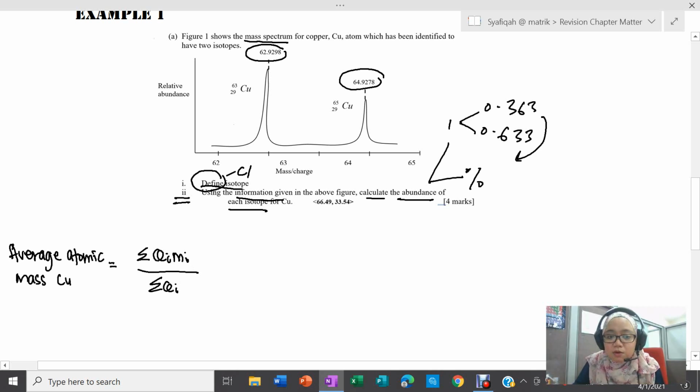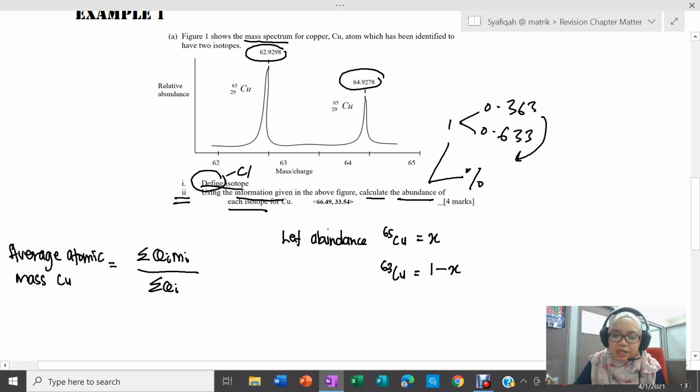Abundance kita tak tahu. So, untuk masukkan dalam kita punya formula, kita akan let. Okay, so kita akan dekat tepi ni kita let abundance 65 copper equals to X. And let abundance 63 copper apa? 1 minus X. Kalau you nak dalam percentage, then you kena buat 100 tolak X lah. Betul tak? But ni saya buat dalam ratio, so saya buat 1 minus X. Okay, so kita dah buat abundance. So kita dah boleh masukkan, kita boleh substitute this unknown into Q, betul? So kita boleh masukkan dekat sini.